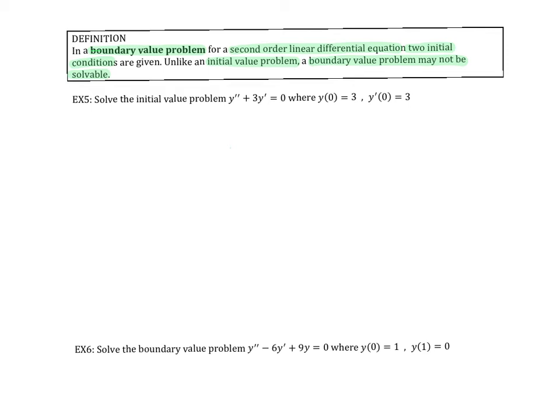In example 5, we're going to solve the initial value problem, second derivative of y plus 3 times first derivative of y is equal to 0. So the first thing I'm going to do is set it equal to 0, but that's already set equal to 0. So the next thing I'm going to do is find my auxiliary equation, see if it's factorable. That would be r squared plus 3r equal to 0. And yes, this is factorable. So it's r times (r plus 3) equal to 0. I have two real solutions, r is 0 or r equal to negative 3.